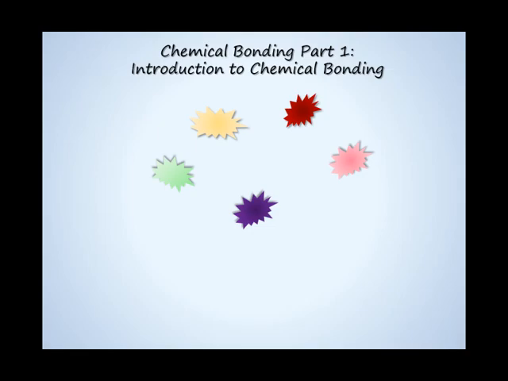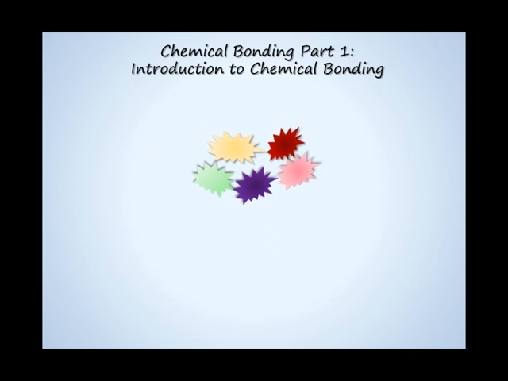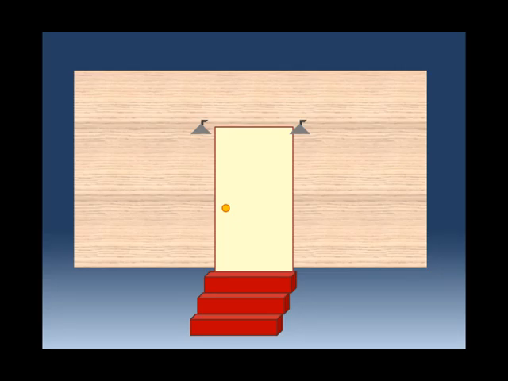In this lesson, we'll begin looking at chemical bonding, which is how atoms join together. Specifically, we will focus on the parts of an atom that interact to allow bonding to occur, the valence electrons. To begin, let's quickly review atomic structure.